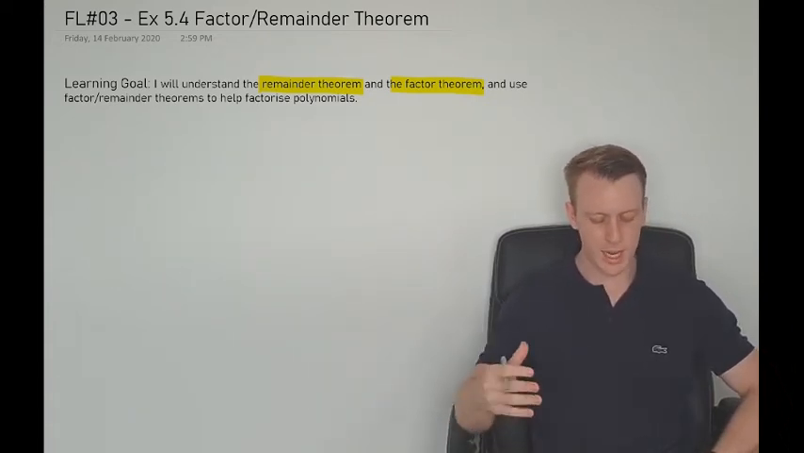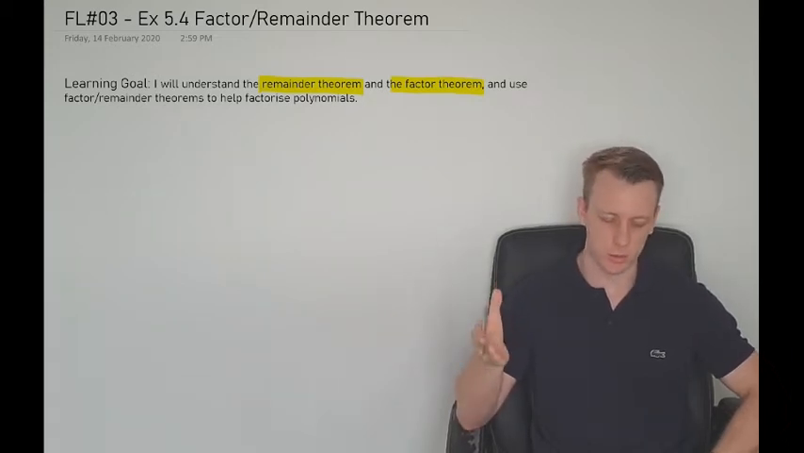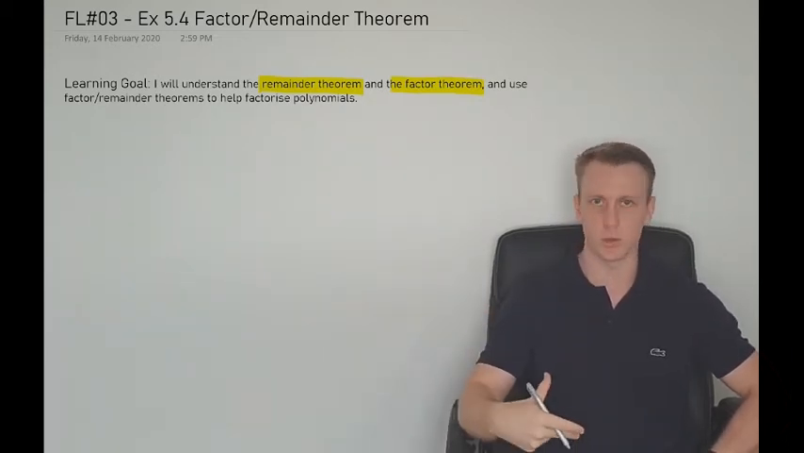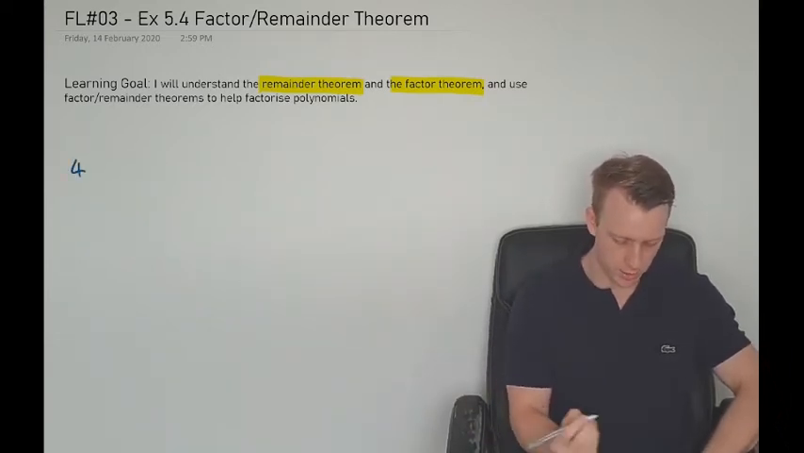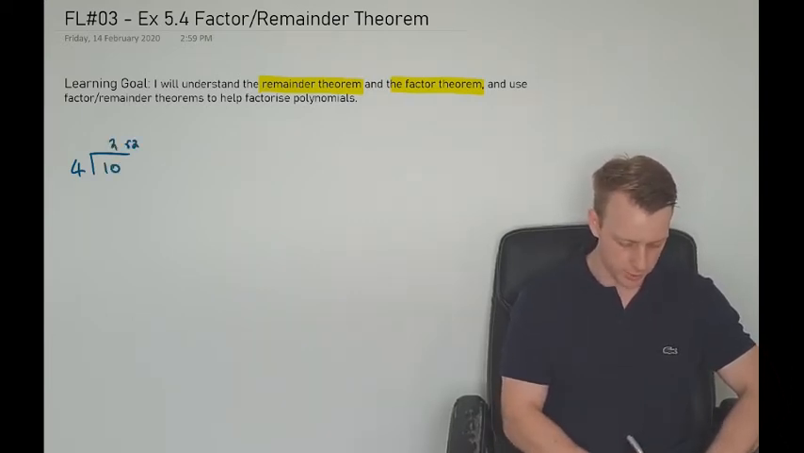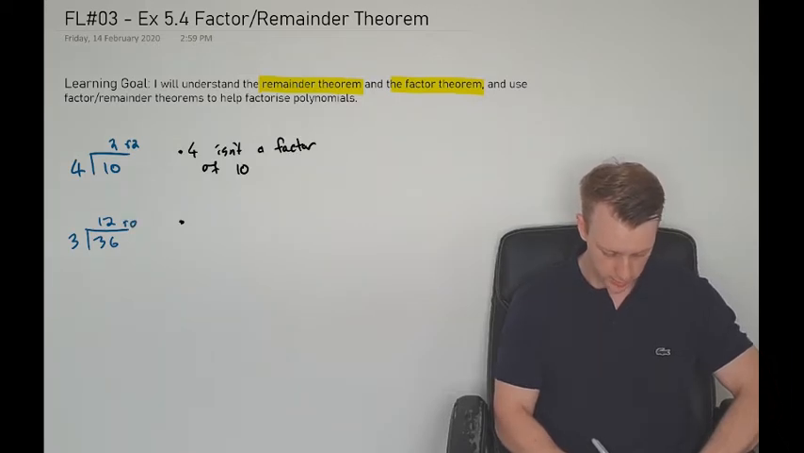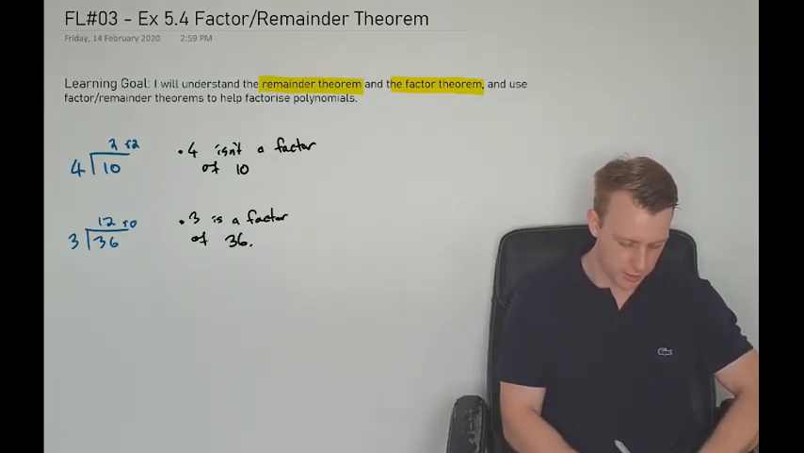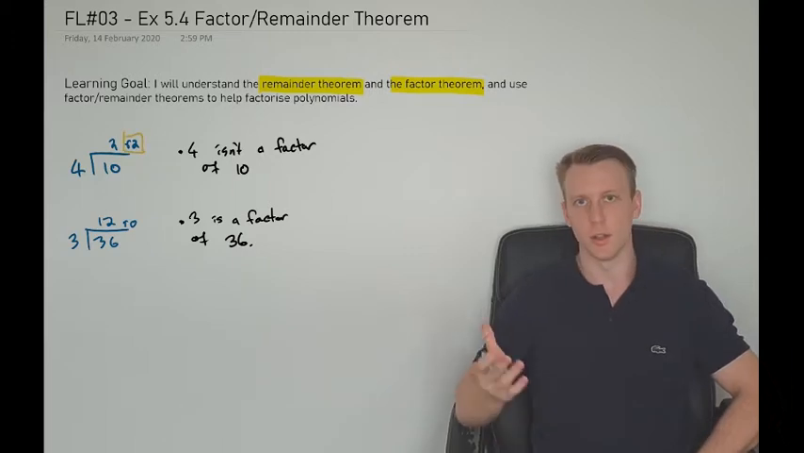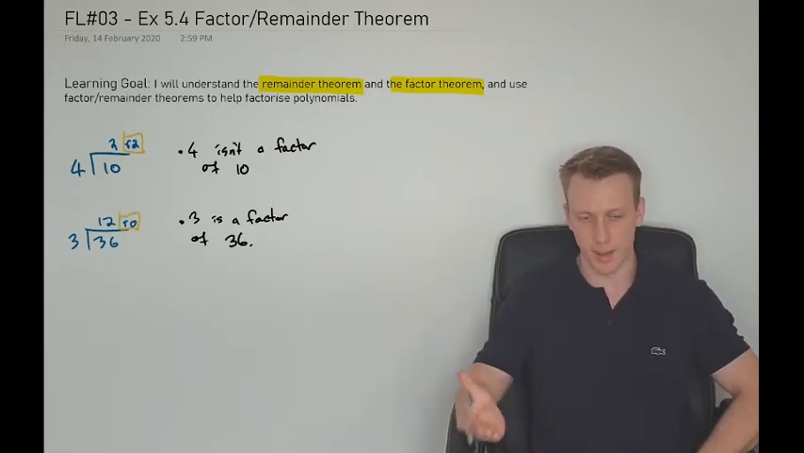All right. Before we jump into the factor and remainder theorem with polynomials, I just want to draw it back a little bit and look at numbers. If we took the number 4 and divided it into 10, we'd get 2 with a remainder of 2. We could take the number 3 and divide it into 36. We'd get 12 with a remainder of 0. And the reason that they are factors solely relies on whether or not there are remainders.